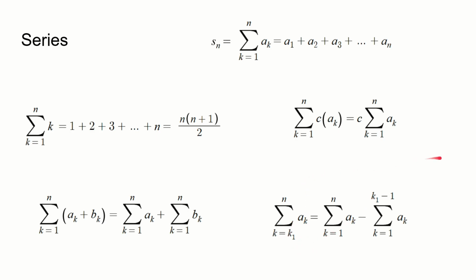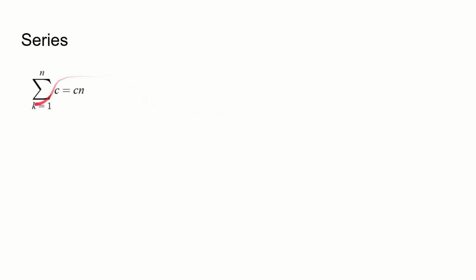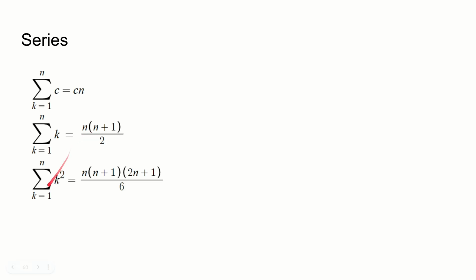Here are just some general formulas for different sequences or functions that you could have being summed. If it's just a constant, it will just be that constant times the number of times you were adding it together. And if this started at 0, then it would be c times n plus 1 instead. Then here, this is what we saw before, and if k starts at 0, because if k is 0, this is 0, then this actually doesn't change. And here, k squared, you'll get this more complicated formula. K cubed, even more complicated.